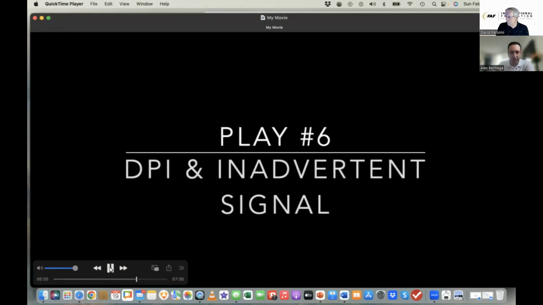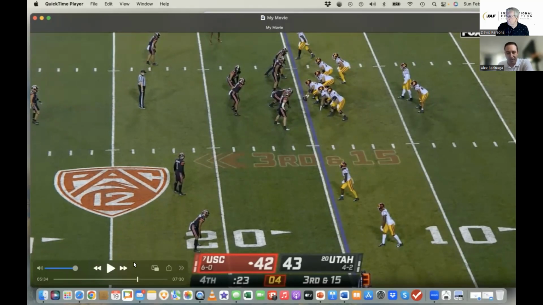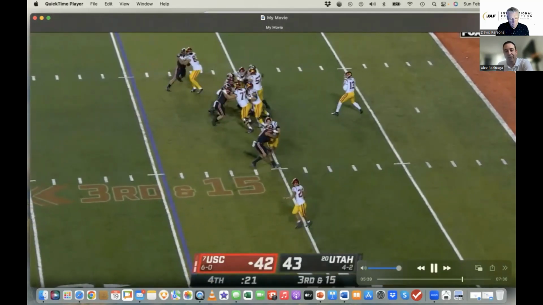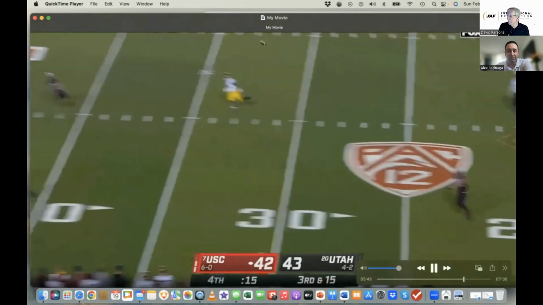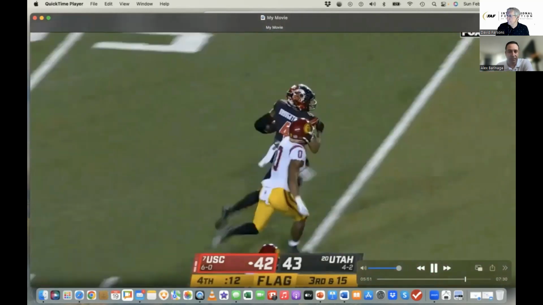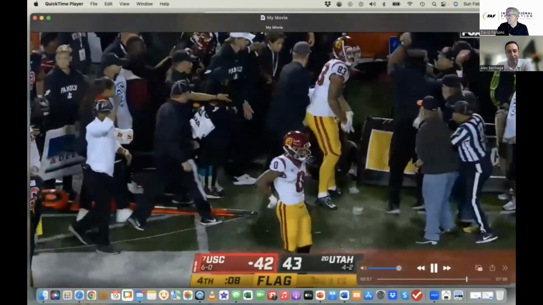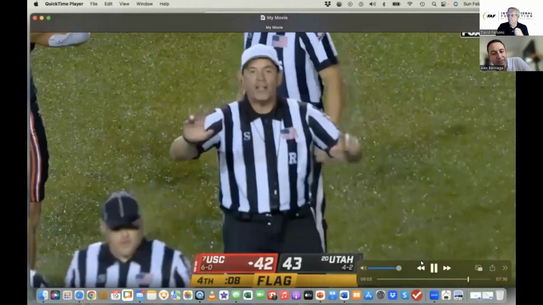And I think our last one here is an interesting one to talk about. This is a DPI and an inadvertent signal, and is that treated the same way as an inadvertent whistle? So let's let it run out. We've got a 1-point ball game with 23 seconds to go in the fourth quarter. So obviously this is a tight ball game, and the team on offense is the team that is trailing. But we get a flag for a DPI, and the pass is ultimately intercepted by the defense, and there is a return. And then we got some other action that takes place out of bounds.